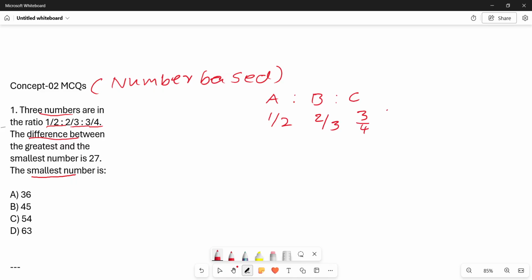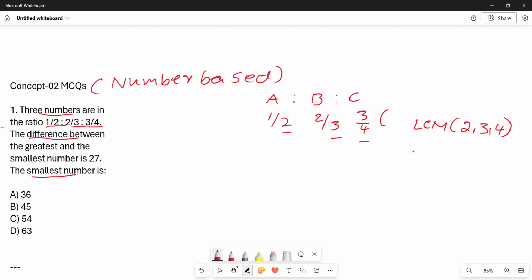So these ratios are in fraction form. We should convert them to normal numbers. So we have to take the denominators 2, 3, 4 and find the LCM for 2, 3, and 4. When we convert the fractions into normal numbers, we should take the LCM of the denominators 2, 3, 4. I think everyone knows LCM.